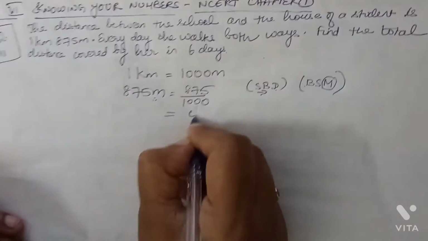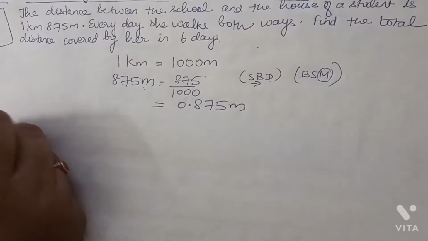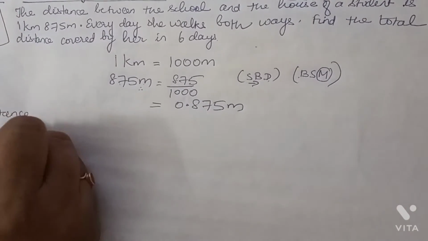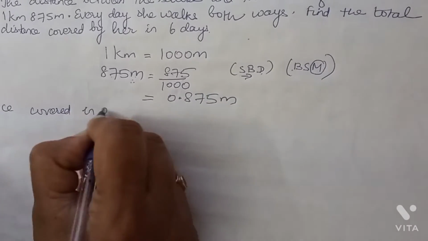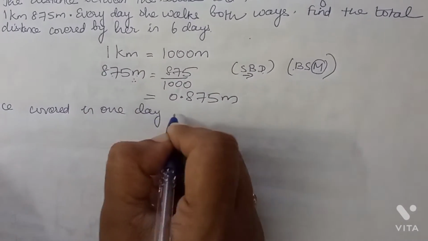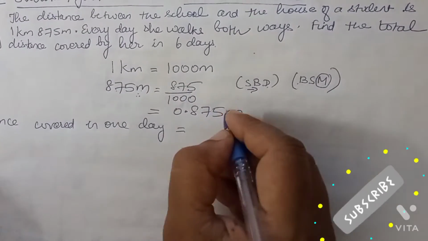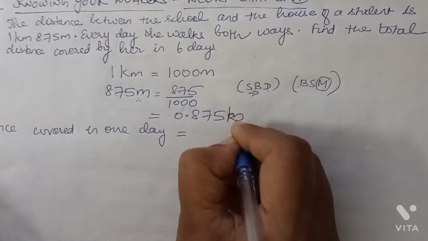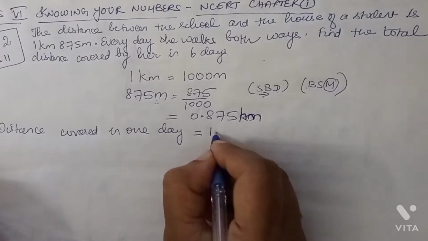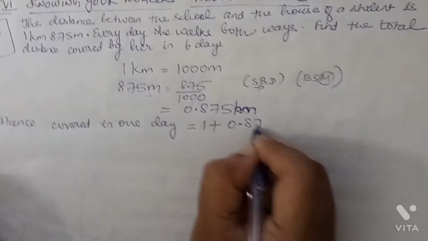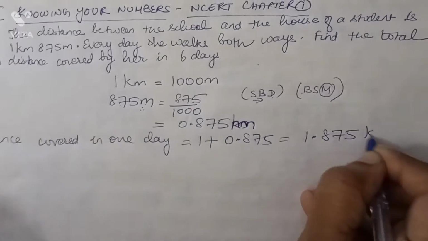So 875 meters divided by 1000 will give me 0.875 kilometers. So the distance covered in one day by the student will be, already she is covering 1 kilometer, and this I have converted into kilometer, so I have to write kilometer. So 1 kilometer plus 0.875 is equal to 1.875 kilometer, right?